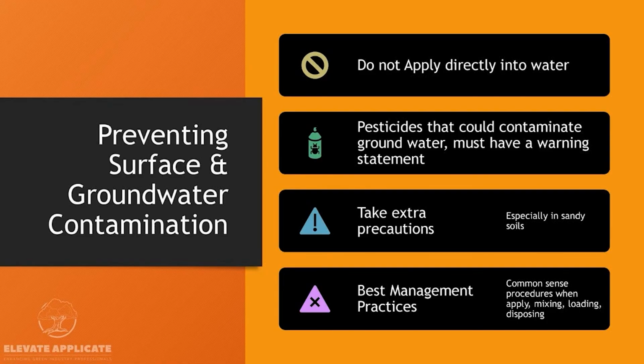So how do we prevent surface and groundwater contamination? Well, first of all, never apply directly into water unless you're doing aquatic treatments. That's the only time you could apply pesticides in water.